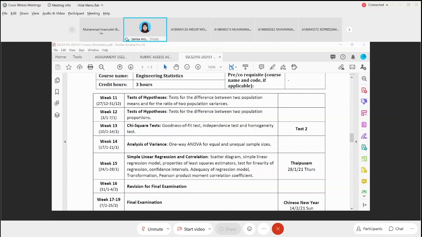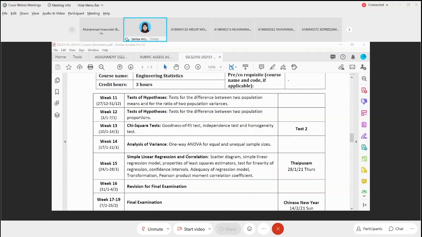So in the assignment you also have chapter 7 on simple regression and correlation that you should apply and use to answer one of the questions in the assignment.